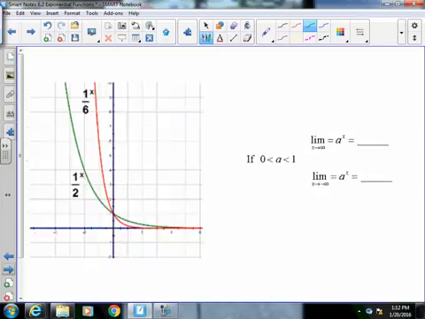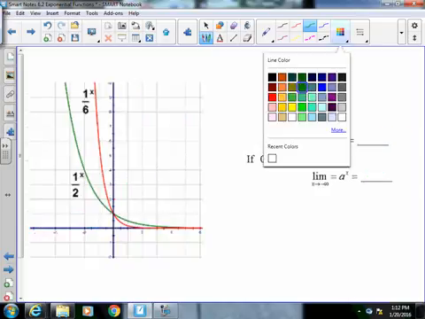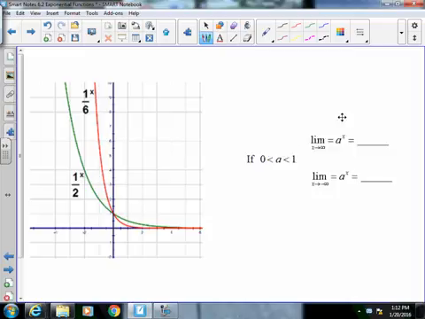Now, when a is negative, a little bit different. Apologize for those extra equal signs. When a is negative, that reflects our graph over the y-axis, and as we approach infinity, we're now approaching 0. And as we approach negative infinity, we are now approaching infinity.